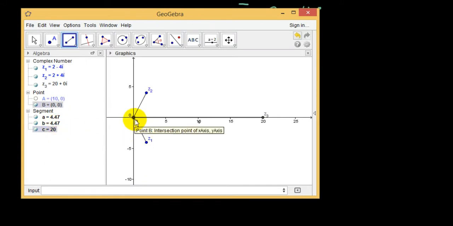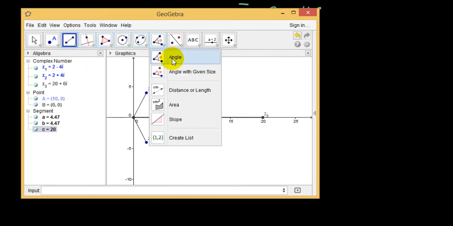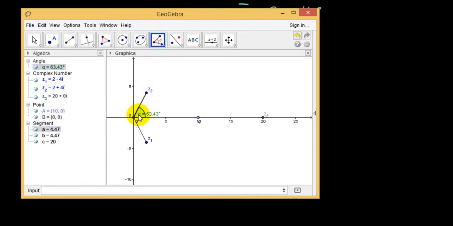Okay, the next thing we're going to look at is the angle. The angle that Z2 and Z1 make with the horizontal axis, which is called the argument. Okay, so let's have a look at the angle. Let's have a look at the angle of Z2. The argument or the angle of Z2 is 63.43, and the angle of Z1 is also the same.